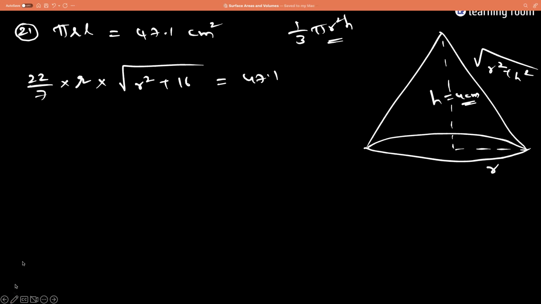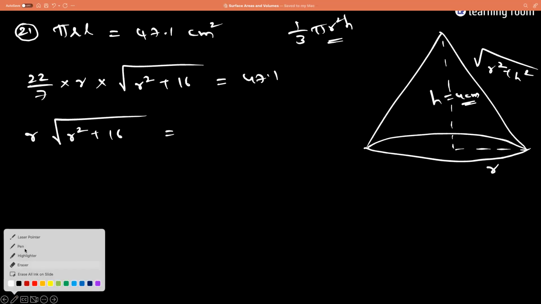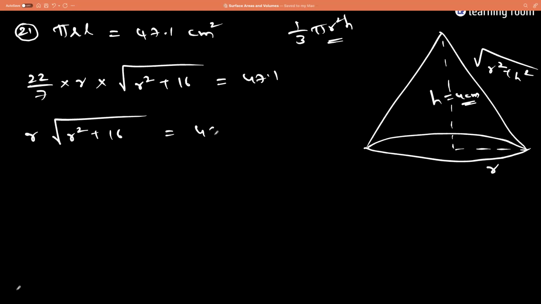Okay, I'll do one thing. If it is confusing, I'll write it like this. Okay, sir. So R into root of R square plus 16 will be equal to 47.1 into 7 divided by 22.